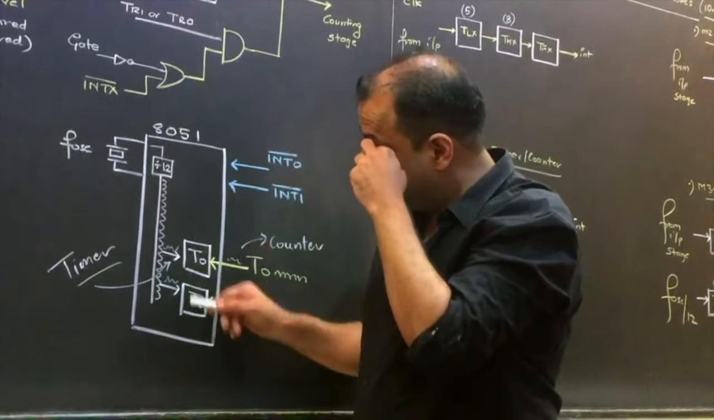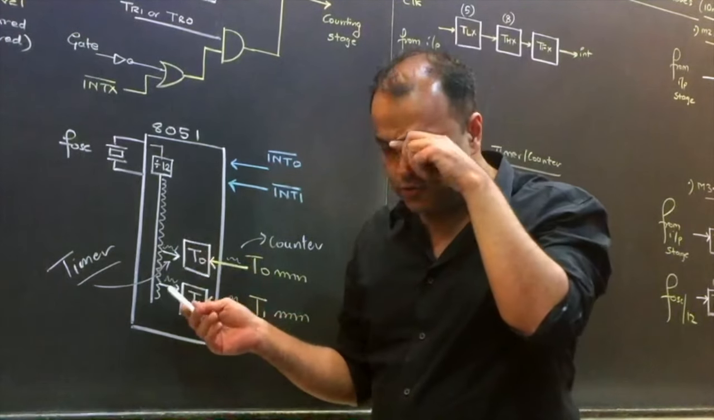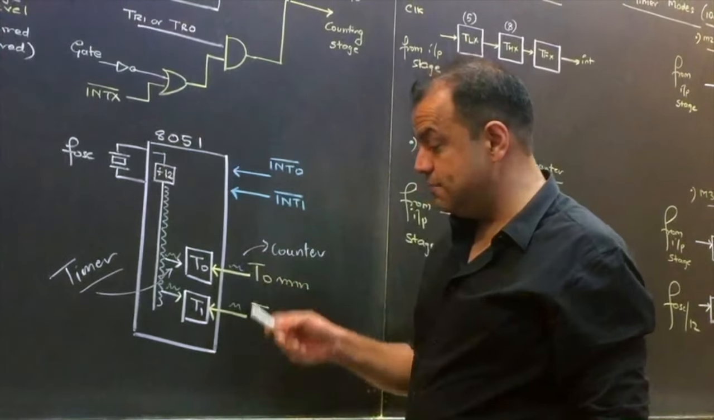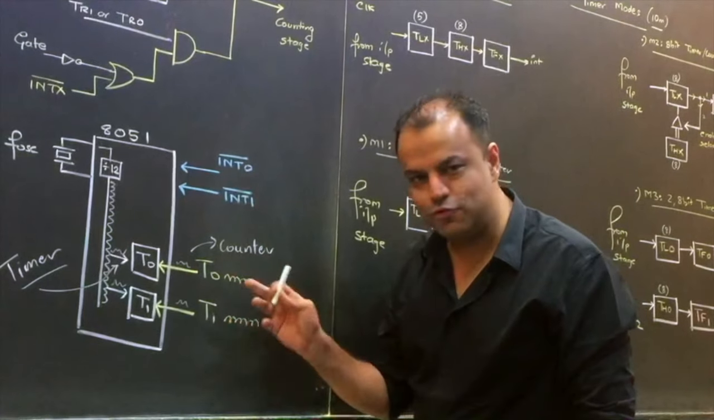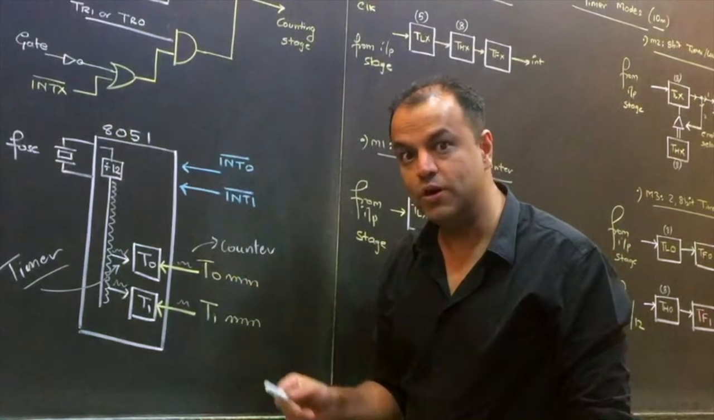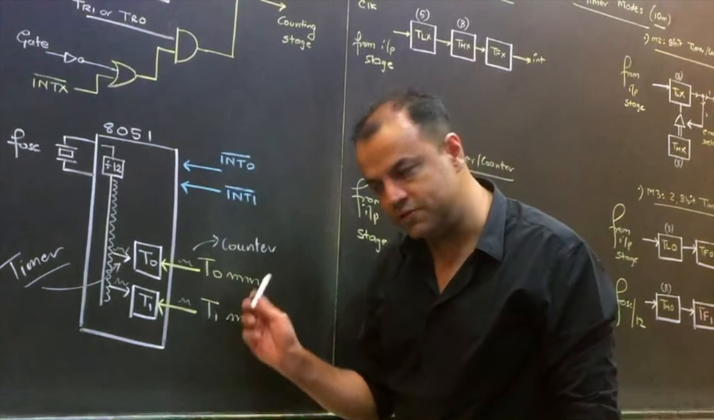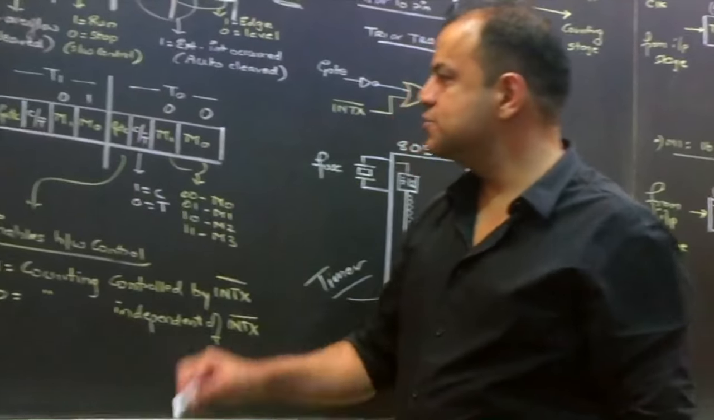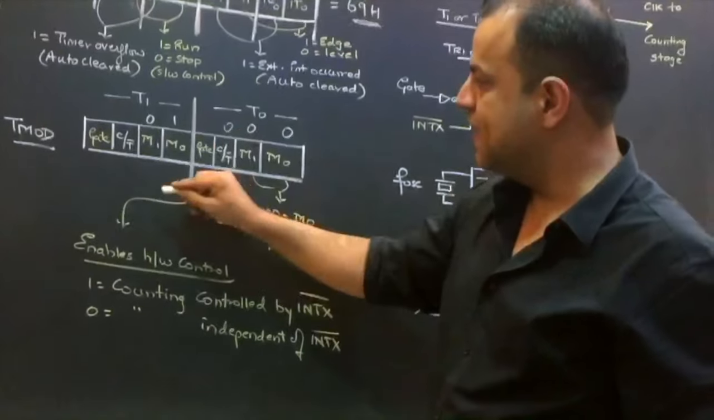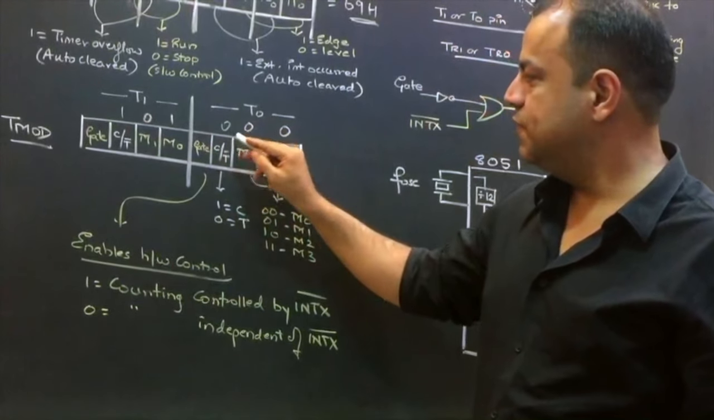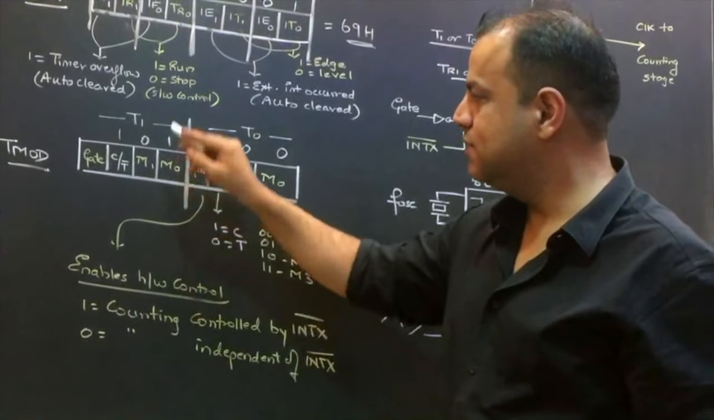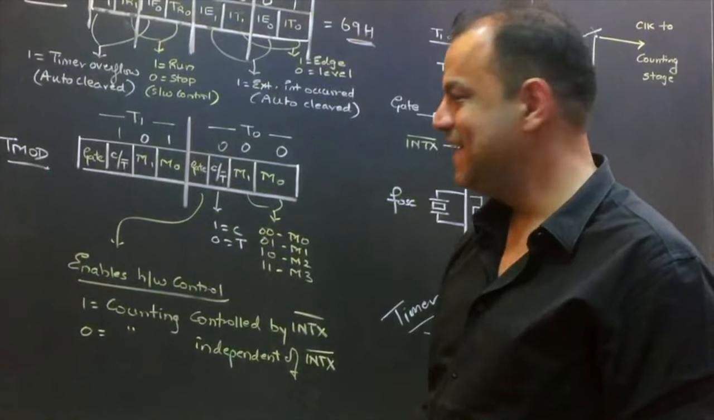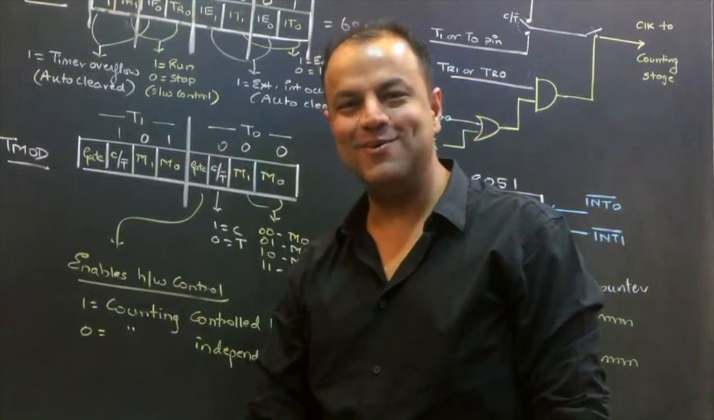Now, can they both be timers? Yes, they both can use the internal clock. Can they both be counters? Yes, you have 2 pins. It's not like they're sharing 1 pin, where only one could be a counter. Both have their own pins. Both can be counters, both can be timers, the way you like it. Suppose I have kept this bit as 0 and this bit as 1. Timer 0 is working as a timer, and timer 1 is working as a counter.